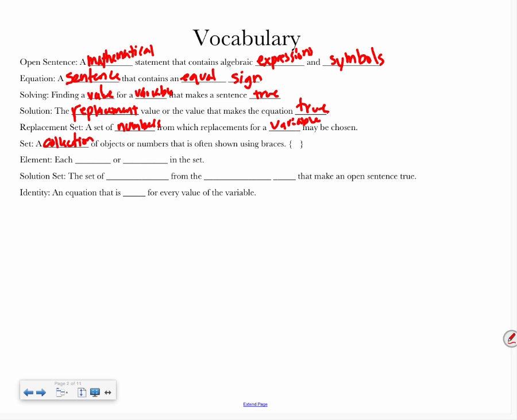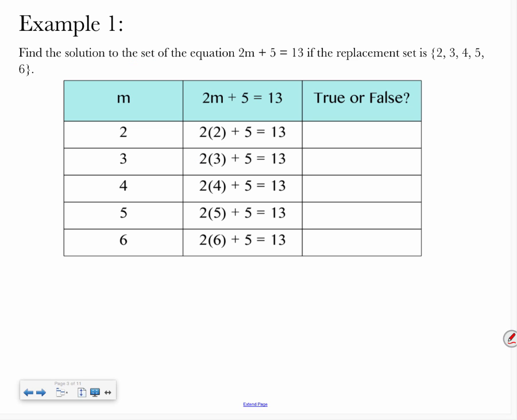Do your best. An element is each object or number in the set. A solution set is the set of elements from the replacement set that make an open sentence true. And the identity is an equation that is true for every value of the variable. So no matter what, it's always going to work. We'll look at what that looks like.